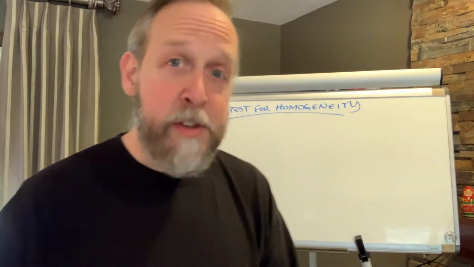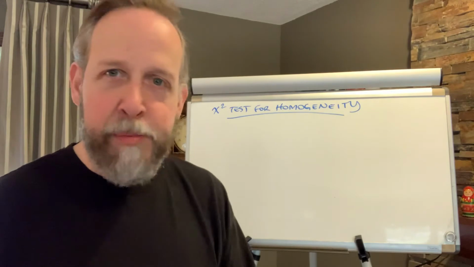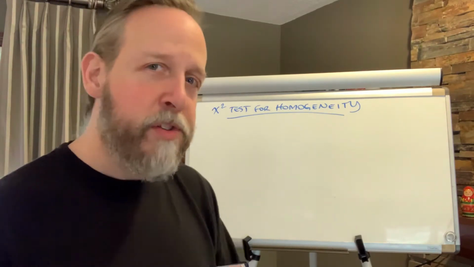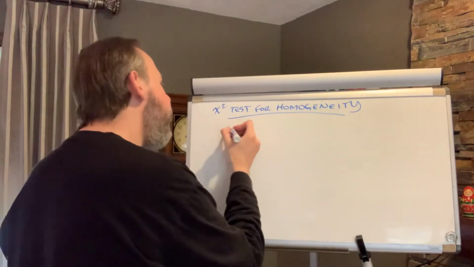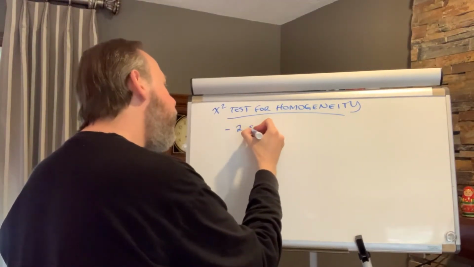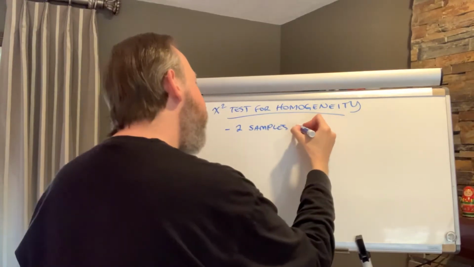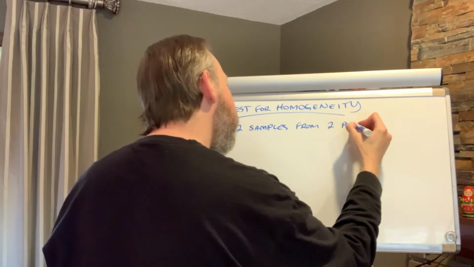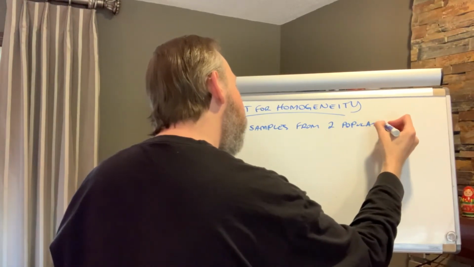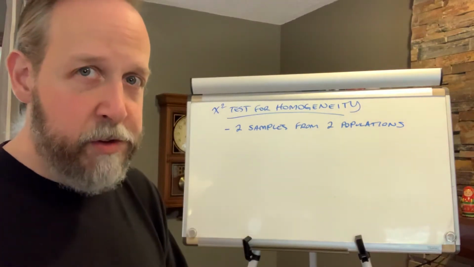The setup is kind of simple. It's going to look similar to independence testing. The approach, the process, very similar. There's distinct differences, though. First distinct difference, homogeneity testing: there are two samples, and they're taken from two different populations. Okay? That's kind of a clear distinction.